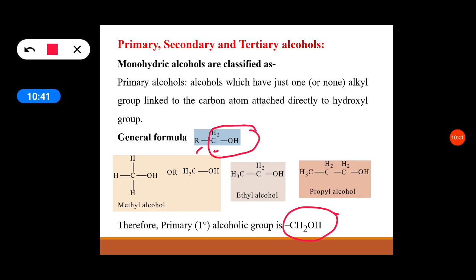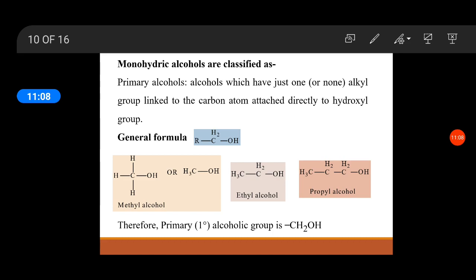For example, methyl alcohol. The OH group is linked to one carbon only, and adjacent to that no carbons are present. Ethyl alcohol, the carbon bearing the OH group has adjacent only one carbon. Propyl alcohol, the carbon having adjacent one carbon. So these are examples for primary alcohols.